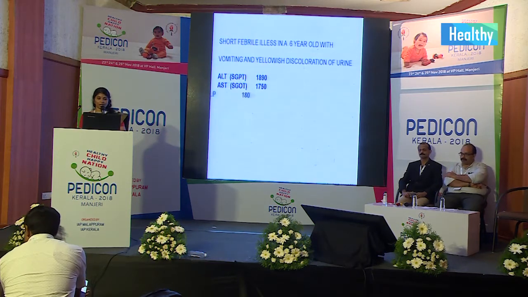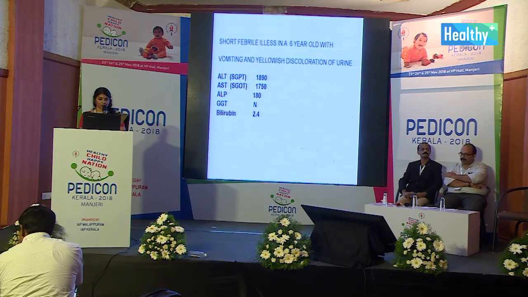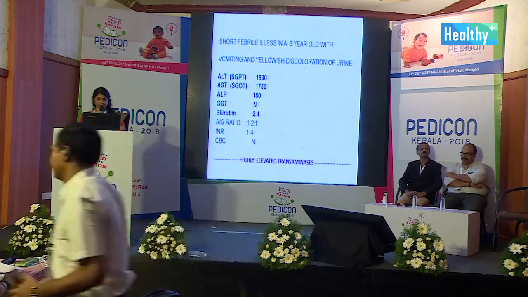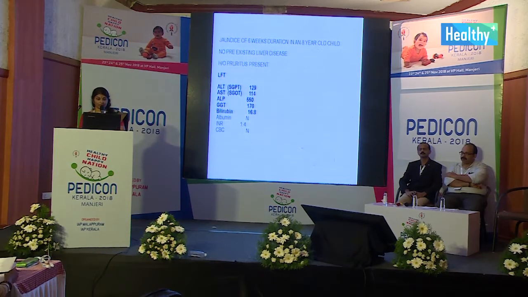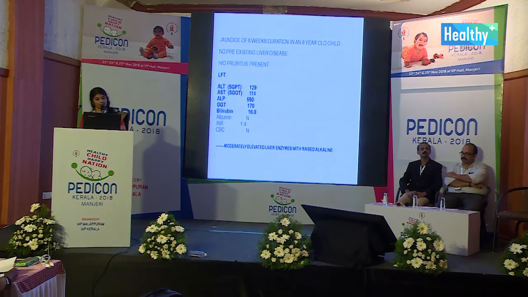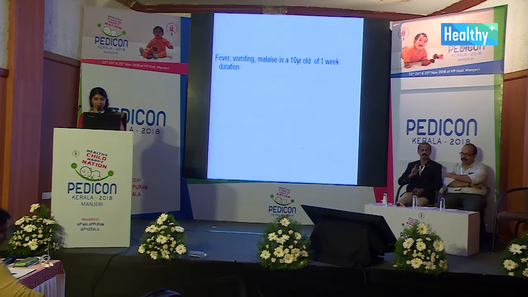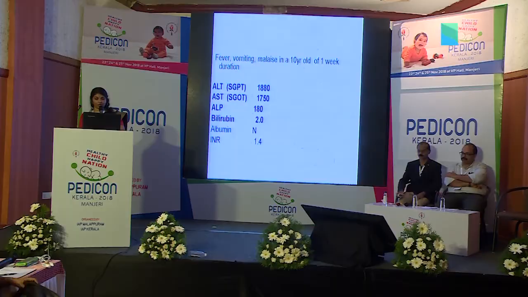So this was a short febrile illness in a 6-year-old with vomiting and yellowish discoloration of urine. The liver enzymes are highly elevated in this case. This is one scenario. I'll just introduce a few cases. This is the second case. This is a jaundice of 6 weeks duration in an 8-year-old child with no pre-existing liver disease. There is history of pruritus. The enzymes are mildly elevated, and the bilirubin is very high, and the INR is 1.4. So there's a moderately elevated liver enzymes with a raised alkaline phosphatase. That's another case scenario. I'll revisit these cases again.